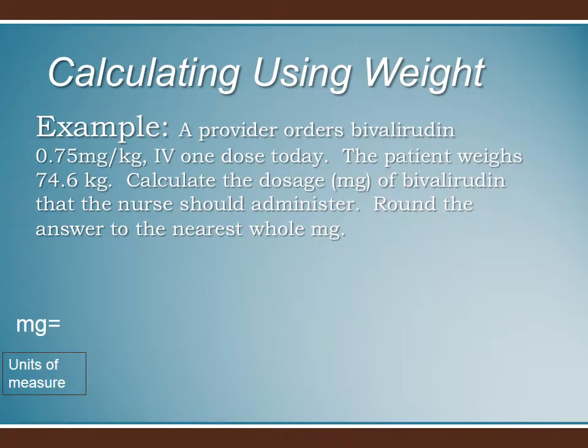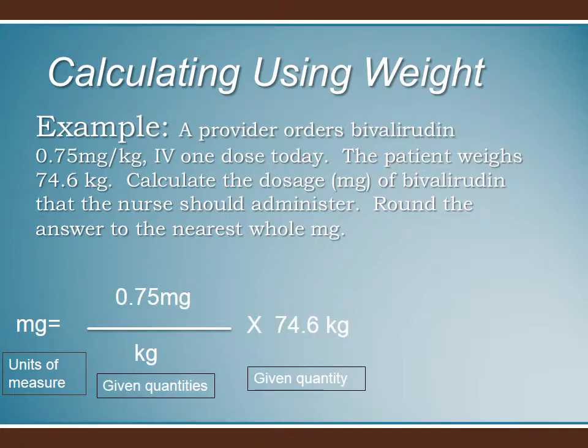So step 1, first you read the question and decide what is the unit of measure I need. In this example, milligram is the unit of measure needed. Secondly, I want to insert the given quantities. The order is 0.75 milligrams per kilogram. That is one given quantity, and the other given quantity is 74.6 kilograms, which is the patient's weight. I need to be sure to place my milligram quantity in the numerator.